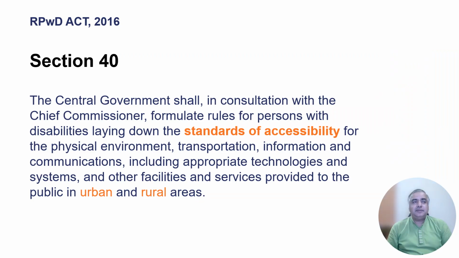Some of the highlights of this act being Section 40, which talks about the central government shall, in consultation with the Chief Commissioner, formulate rules for persons with disabilities, laying down the standards of accessibility for the physical environment, transportation, information and communication, including appropriate technologies and systems and other facilities and services provided to the public in urban and rural areas. This section highlights the need for accessibility standards in the country.